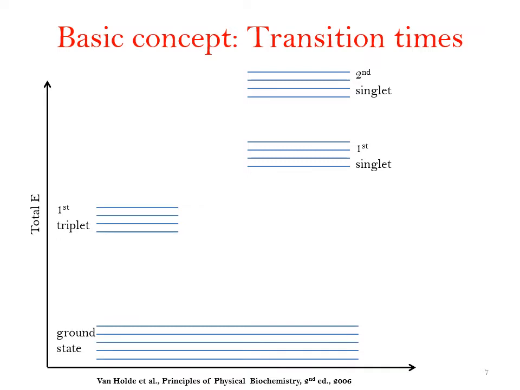A singlet state is the molecular electronic state such that all electron spins are paired. Electrons have a spin, and that spin has a direction, either upward or downward. So in the case of a singlet state, a molecular electronic state, the electron spins are paired.